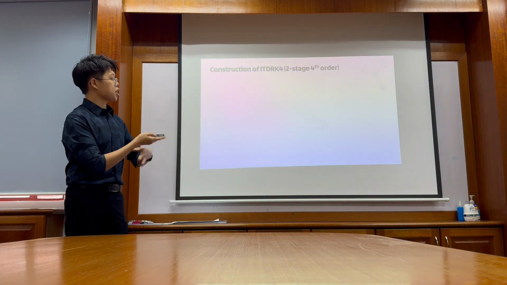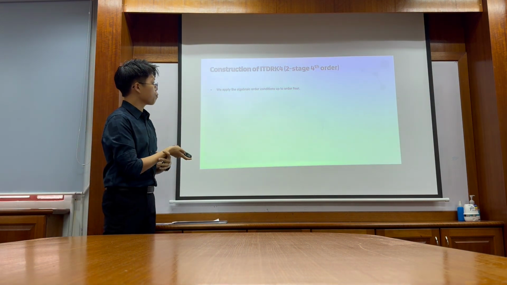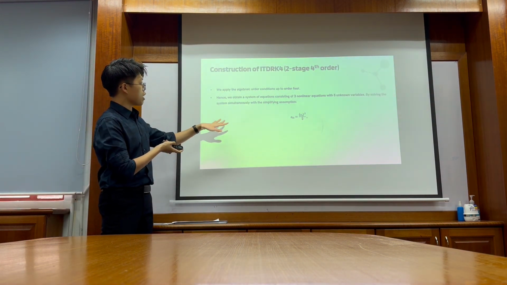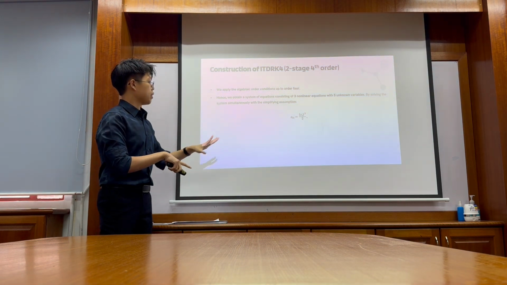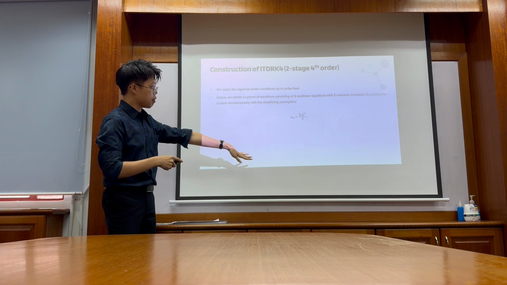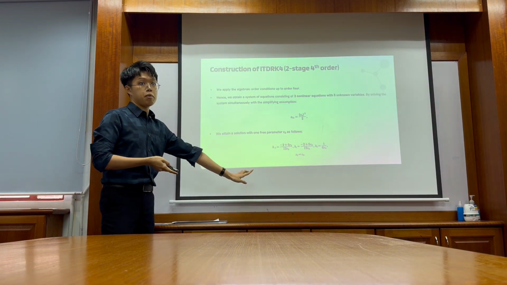The first one is 2-stage 4th order. So it's 4th order, so we will use conditions up to order 4. From there, we will get a system of 3 nonlinear equations and 5 unknown variables. Then by using the simplifying assumption, we can get a solution in terms of 1 free parameter, C2.